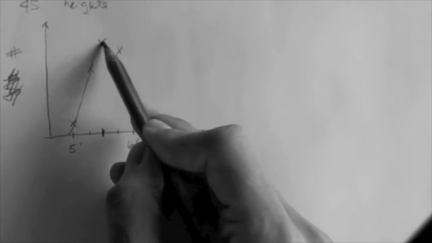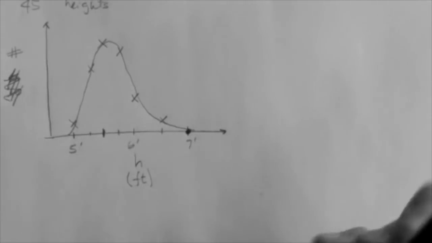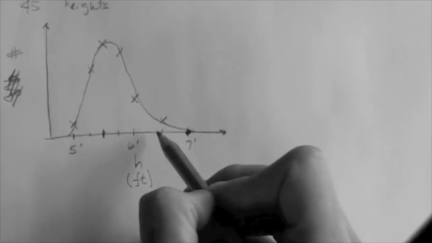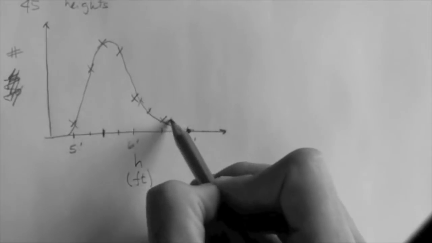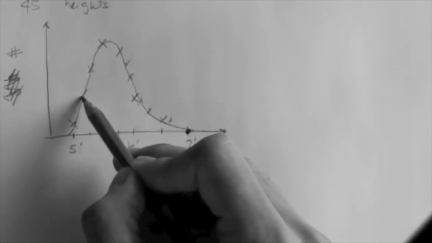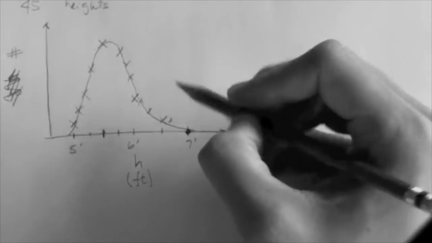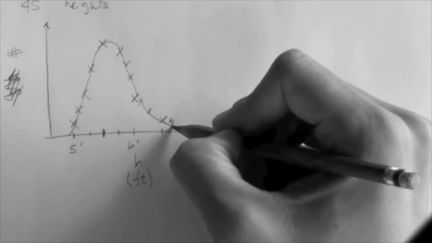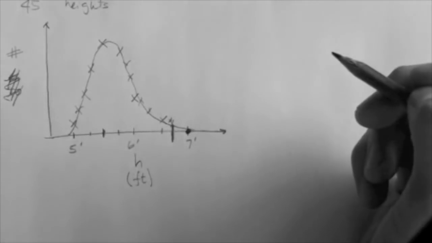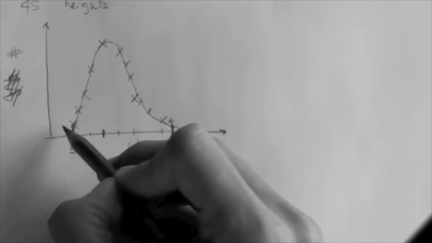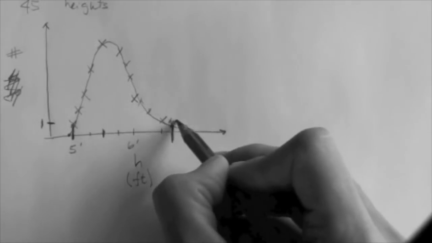Okay, so what we get here is called a distribution of heights. If we were to say, okay, 6'1", 6'2", 6'3", etc., we'll get probably something like this. Who's the tallest person? The tallest person is this person right here. And who's the shortest? This person right here. This is 1. Okay? And 1.